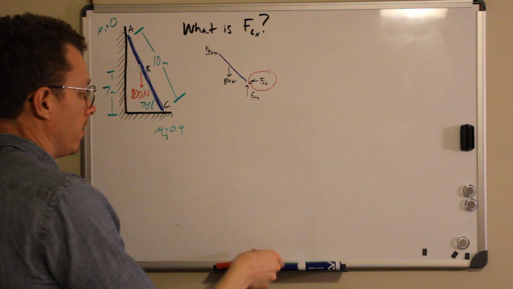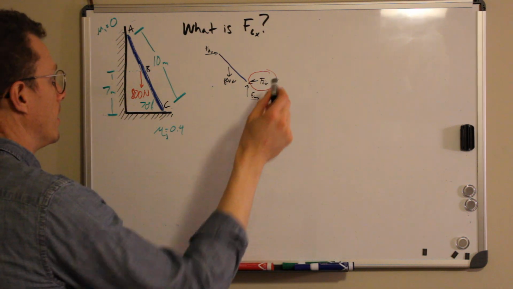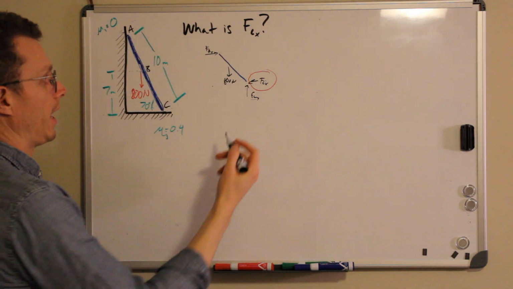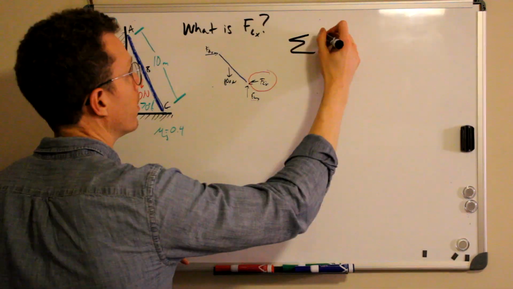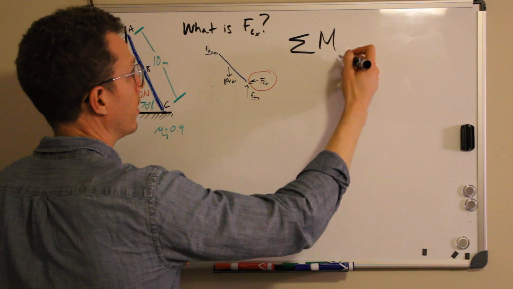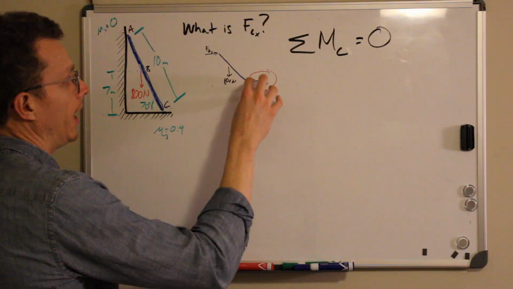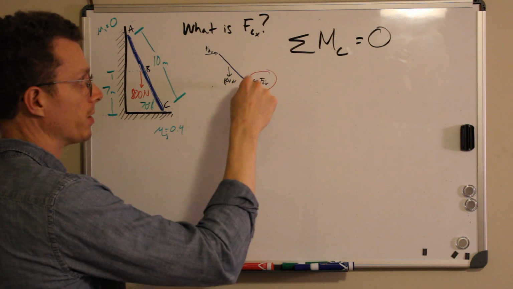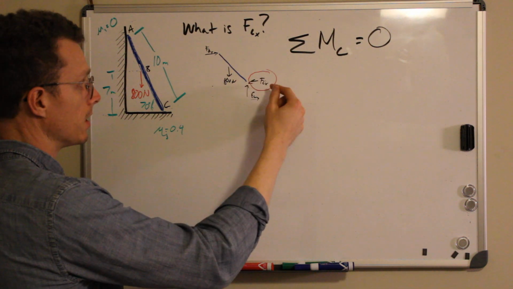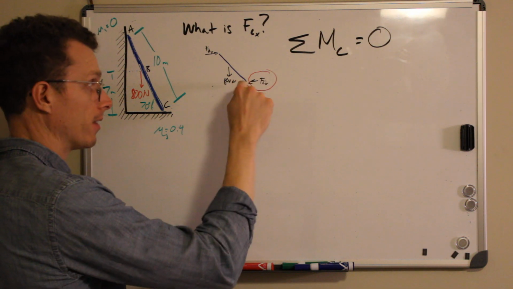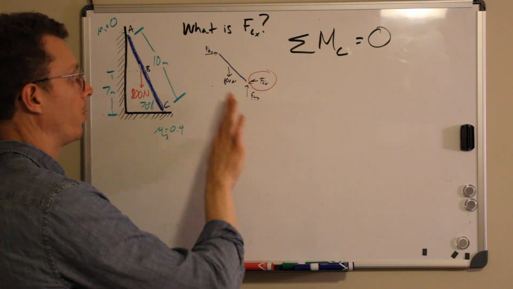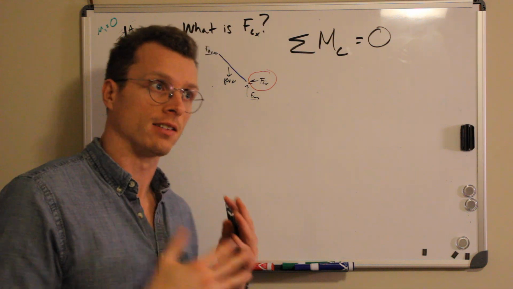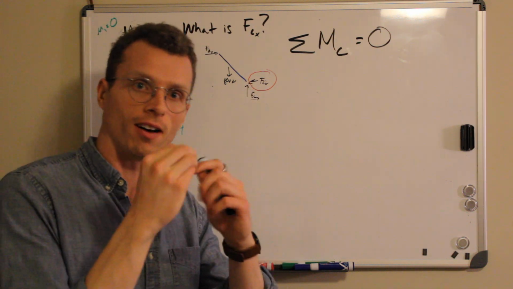So how do I find this one? Well, I'm going to want to do a summation of the moments about C. Because I can ignore the forces at play here when I sum the moments about here, right? Because the moments from the forces at that location are 0, because there's no way that these forces could contribute to a moment about the C point on the ladder.